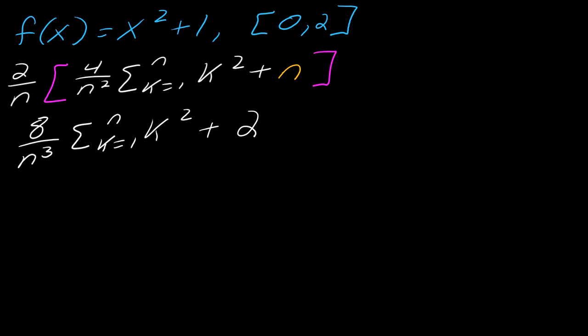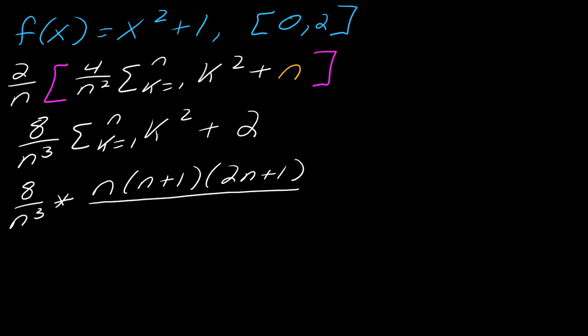So this will be 8 over n cubed times, the formula for this is, let me write that down, n times n plus 1 times 2n plus 1, all of this over 6. So that takes care of this part here. And then I still have the plus 2 at the end.